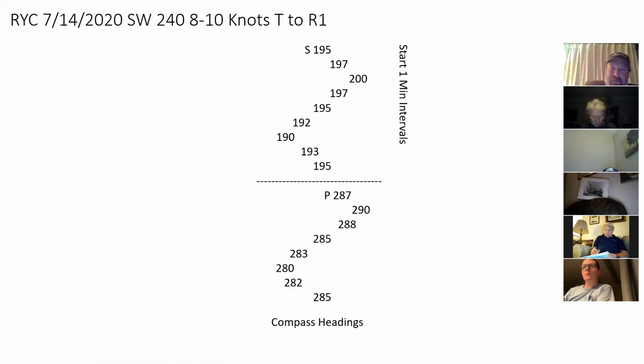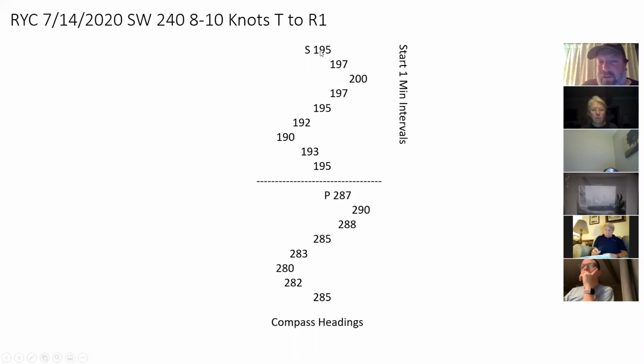So just to kind of give you an idea, this would work from the top of the page. Like I say, you make a little note. This is July 14th, so you kind of know the time of year. We're sailing southwest. Our heading was 240. We were in 8 to 10 knots. This is something you're going to see a lot of. Here was our course. Our course was T to R1.